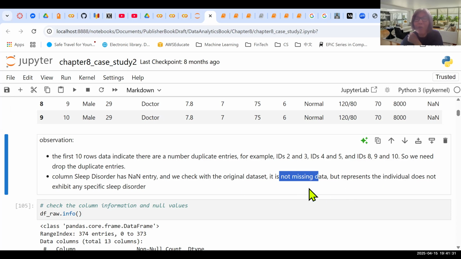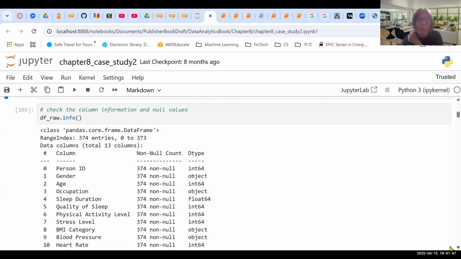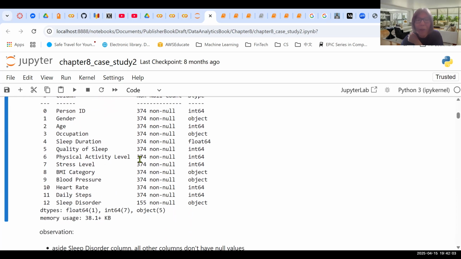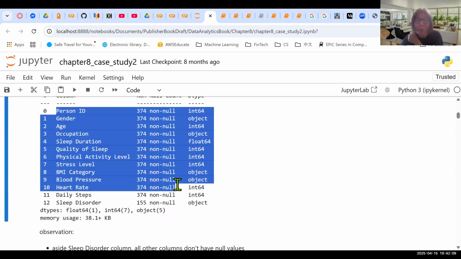So a lot of the time you also need to examine the data. It's not just that a null means no. Sometimes it represents normal, the situation is normal, and then we don't need to do any imputation. So the info checks each individual column. In total, we have 374 entries, and the total number of columns for this data set is 13. If you examine each column, you will find the majority of them don't have any missing values.